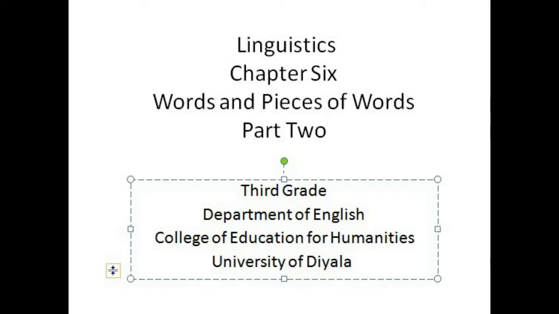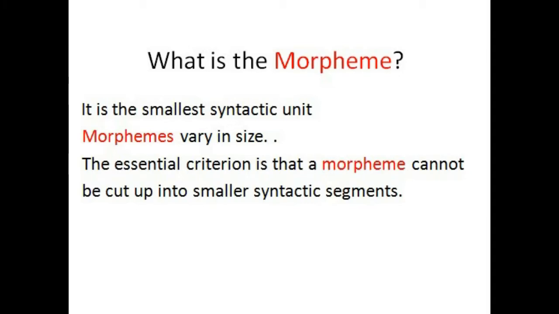So we need to know something about the morphemes generally. What is it? Here we have a general and abstract definition. It is the smallest syntactic unit, and the morphemes as well vary in size. But you need to know that the morphemes are the smallest units in a language that have a meaning.